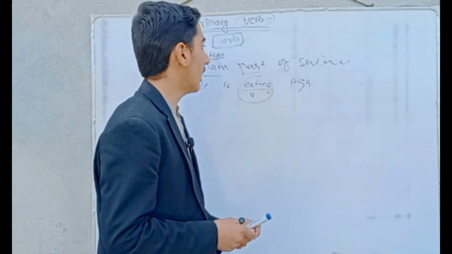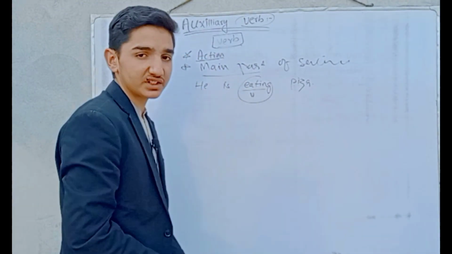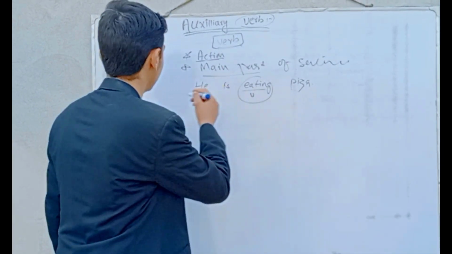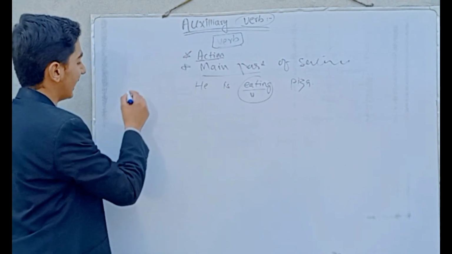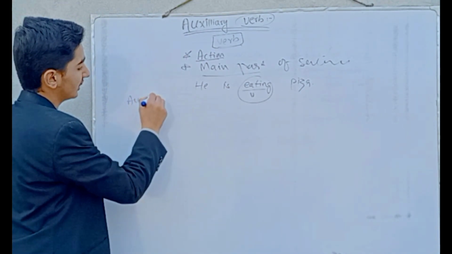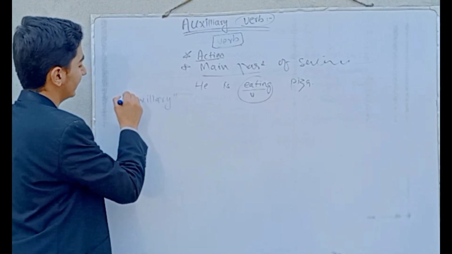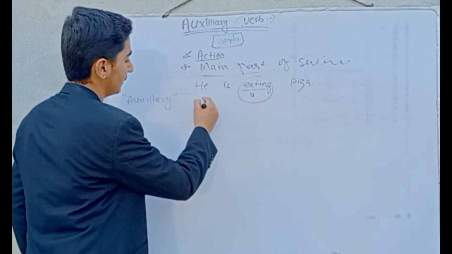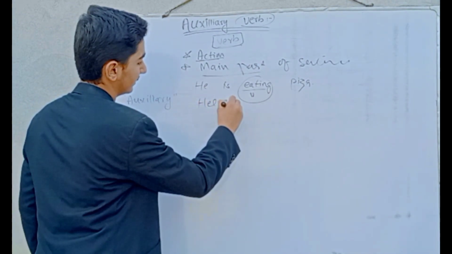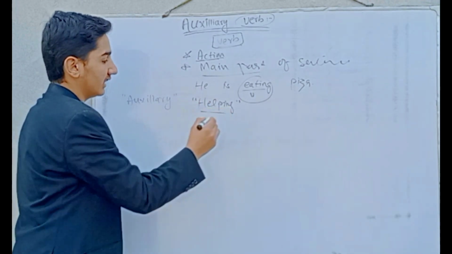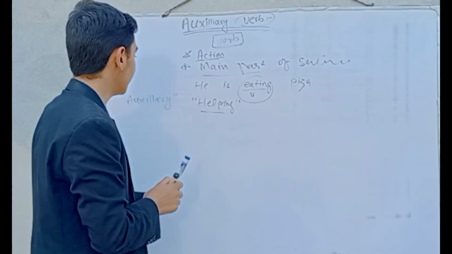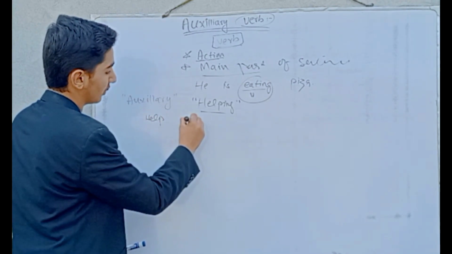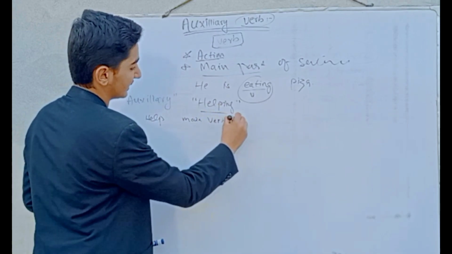Now let's come to the auxiliary verb. What's auxiliary verb? Auxiliary verb is also a verb, but which verb? First we know about the word auxiliary. The word auxiliary means helping, and it is used to help the main verb in a sentence.